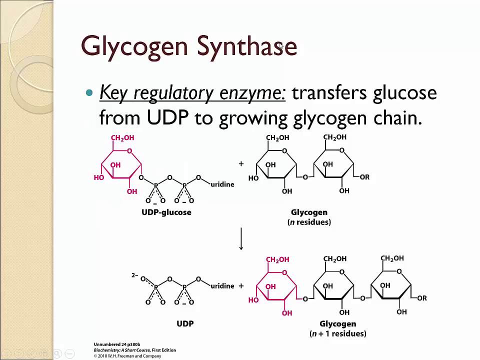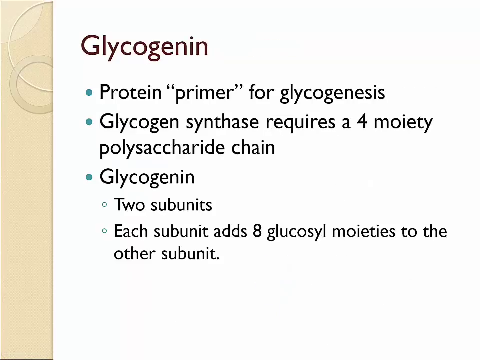The enzyme is glycogen synthase. This is our key regulatory enzyme, and all it literally does is move glucose from the carrier, uridine diphosphate, onto the end of a glycogen chain. That's it. Glycogen synthase uses UDP to move glucose from UDP glucose to glycogen. There's a small protein in the core called glycogenin. This is our primer. There are glucosyl moieties on it that act as anchors for building the glycogen chain.